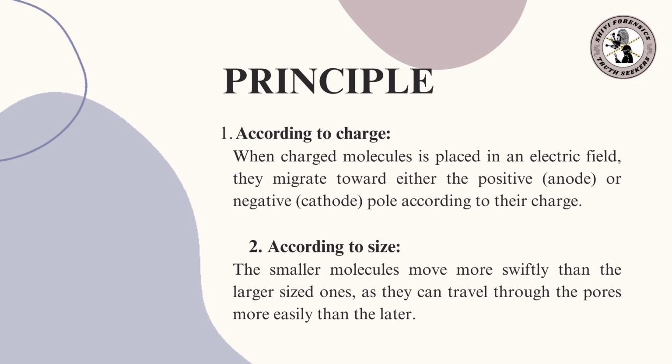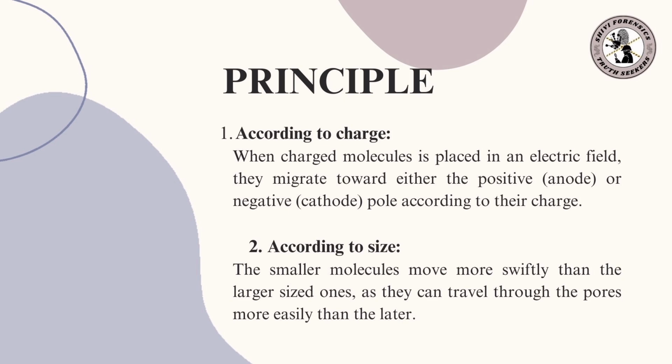Okay, so now we will discuss the principle. Basically, when a thin capillary tube is filled with buffer solution, the sample is injected at one end and high voltage is applied. The charged molecules will move at different speeds depending on their charge. Some molecules will move towards the positive end, that is the anode, and some will move to the negative end, that is the cathode. The second point is size.